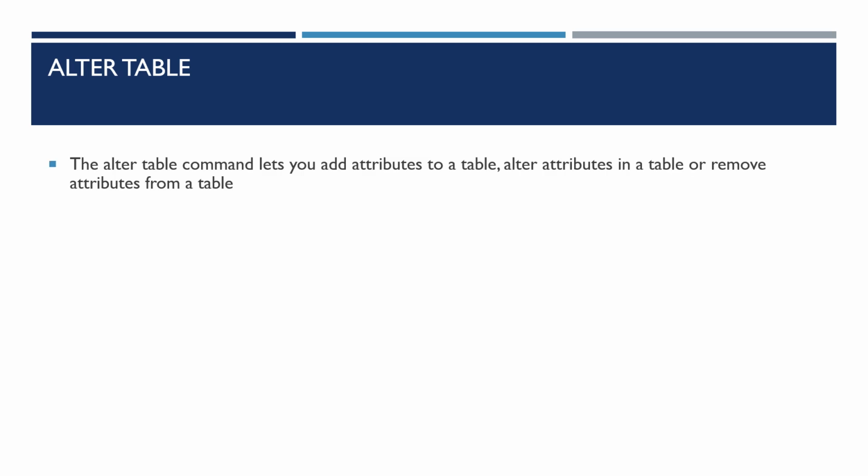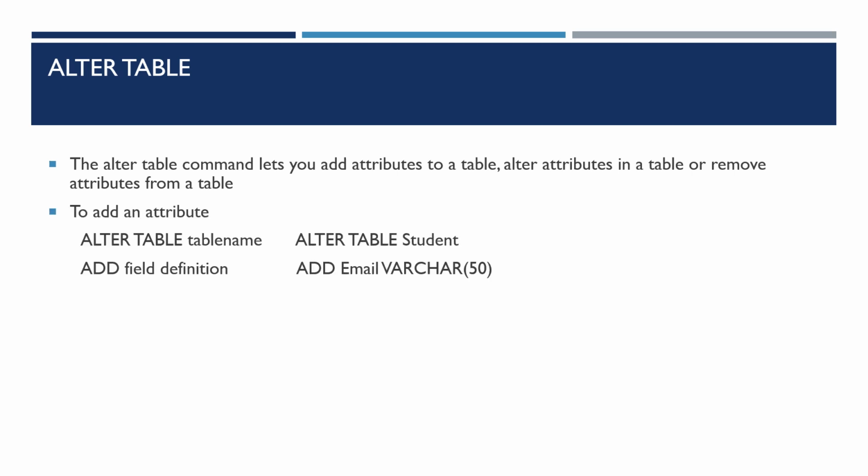The alter table command lets you add attributes to a table, alter attributes in a table, or remove attributes from a table. To add an attribute, we say alter table followed by the table name. In this example, student. Then we say add followed by the new field definition. In this example, email, which is going to be a variable length string of characters that is up to 50 characters long.